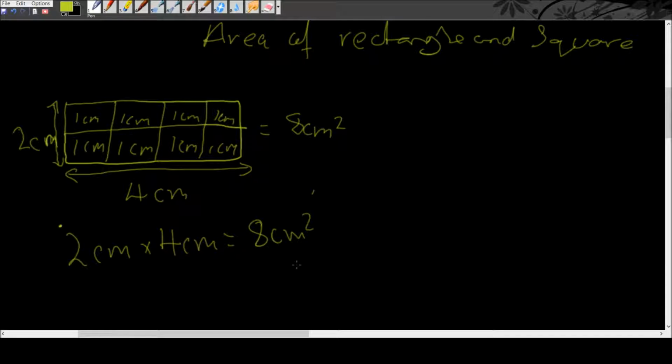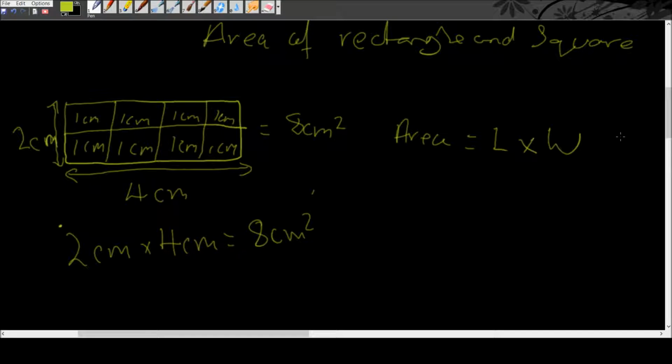This is where the rule or the formula for a rectangle or a square comes in, guys. The area for this particular shape is equal to the length times the width. So the length of the shape and the width of the shape, you basically times them by each other.